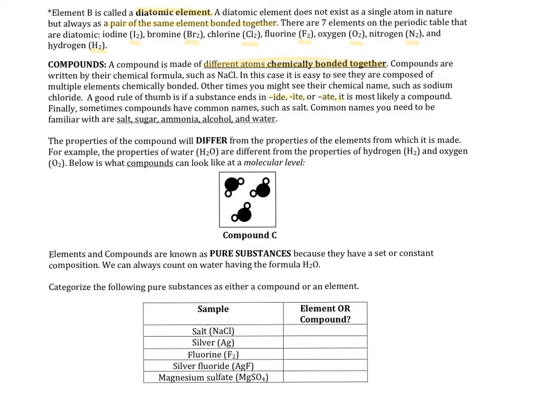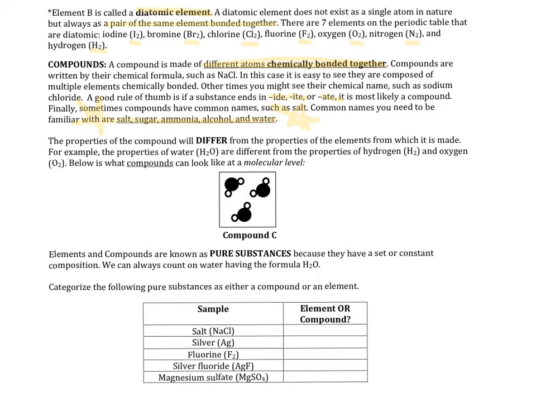Finally, sometimes compounds have common names, like salt. There's a whole lot of common names. The only ones you're going to be responsible for in here are salt, sugar, ammonia, alcohol, and water. So if you see those, you'll be able to recognize that that is actually a compound, even though we can't see what individual elements make those things up.